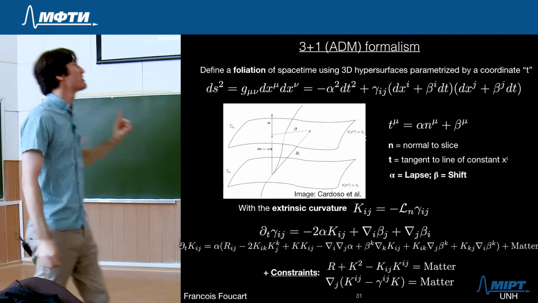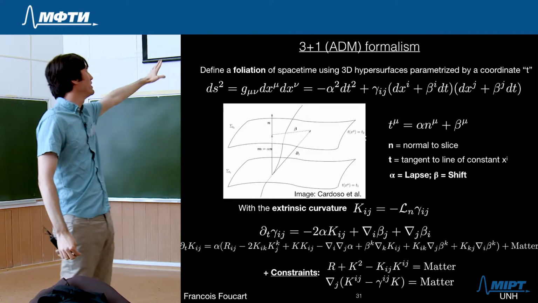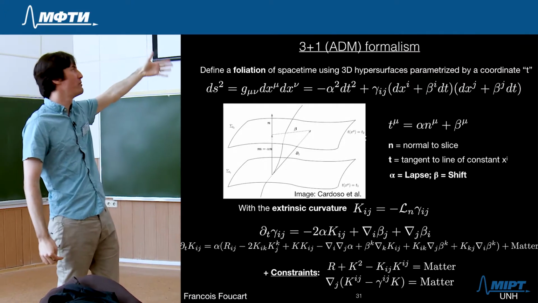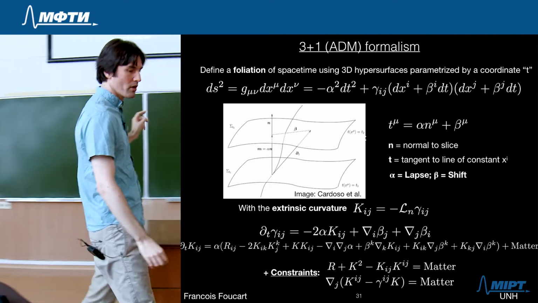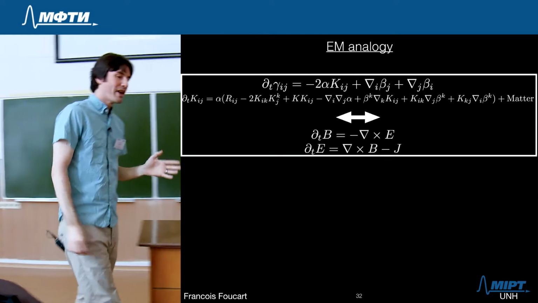That's not all of the equations in Einstein's equations of general relativity. There are also constraints which have to be satisfied on each slice, which are complicated functions of the metric and extrinsic curvature.